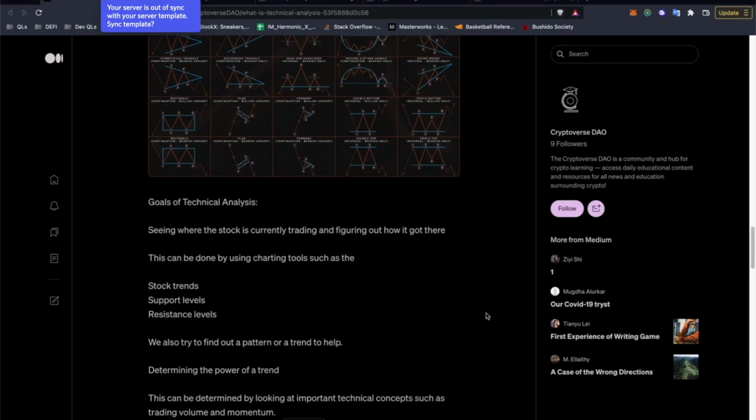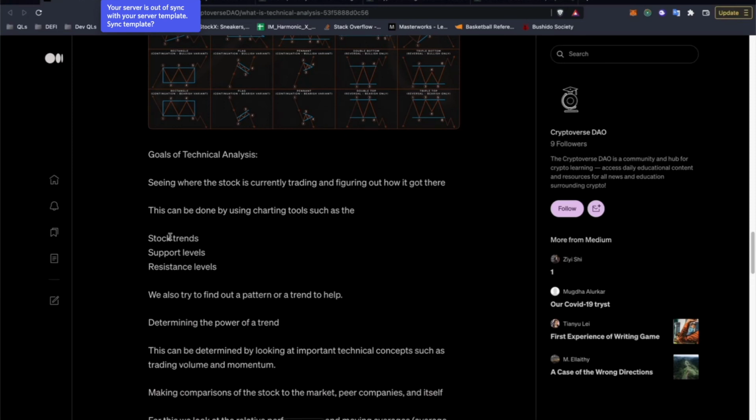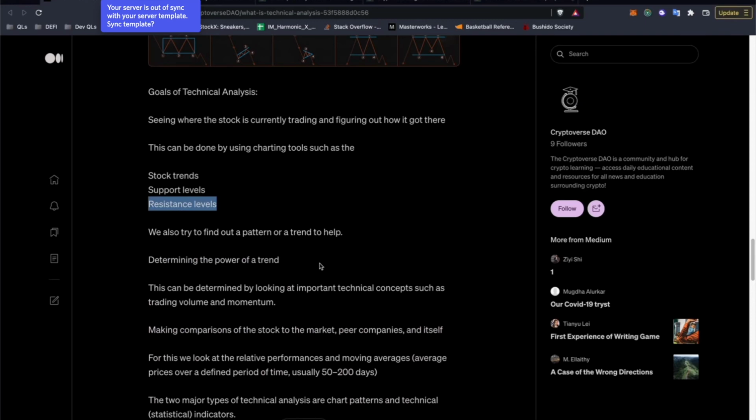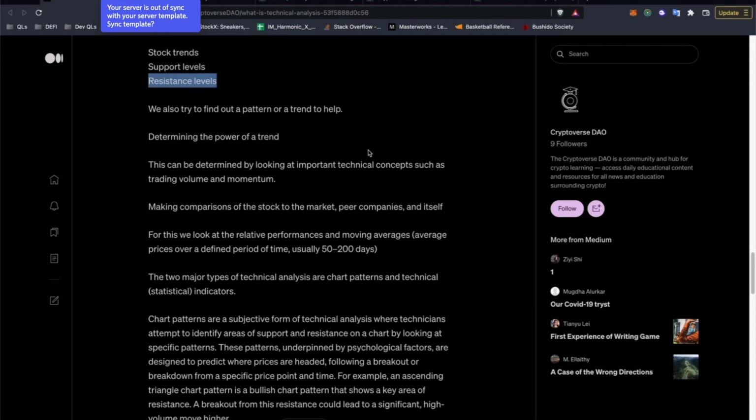Goals: seeing where the stock is currently trading and figuring out how it got there. This can be done using charting tools such as the stock trends, support levels, resistance levels, we've covered that. We can find patterns and trends as well. We'll get into that in just a second.